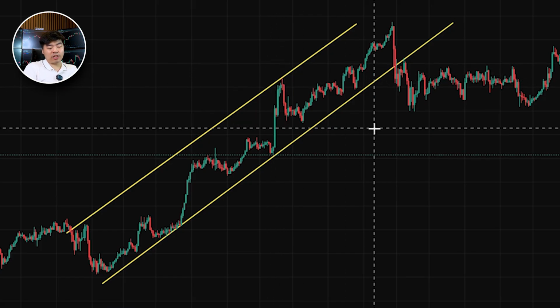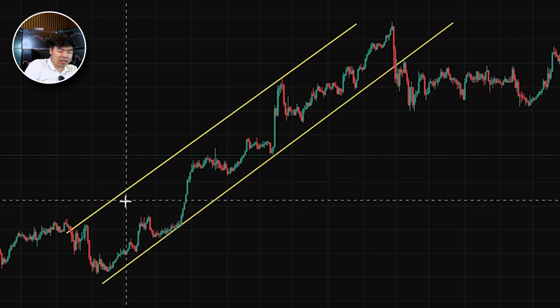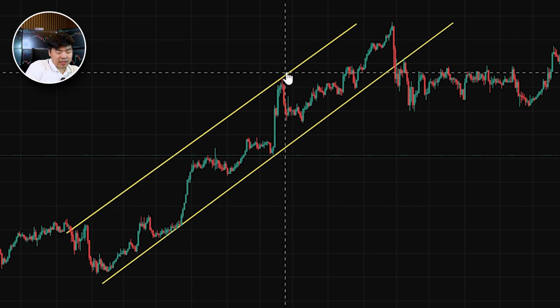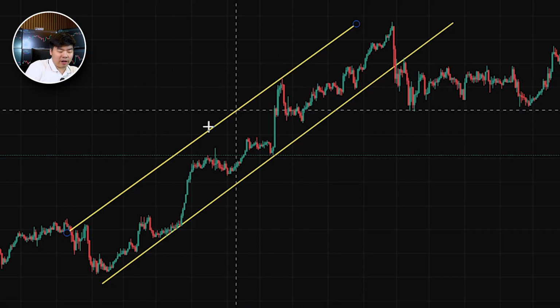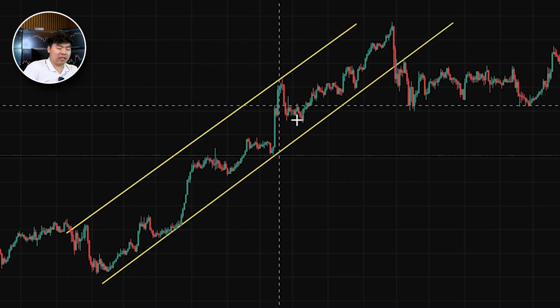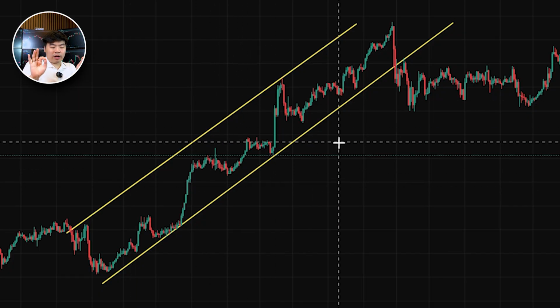If you don't know what support or resistance is, support acts like a floor that holds the price up. And resistance is the opposite. Resistance acts as a ceiling that holds the price down. And when the price touches the resistance area, the price tends to bounce downward. That's what resistance is. But support and resistance is not only a horizontal line.